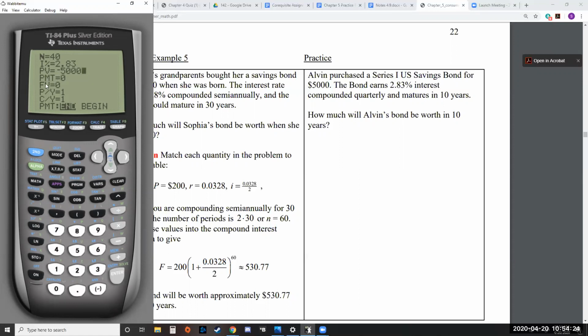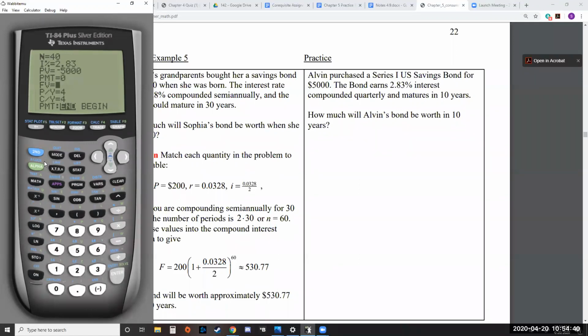So we're going to enter a negative 5,000 for our present value. There are no payments, so that's 0. We're solving for future value, so we'll leave that alone for now. And then last thing, we're compounded quarterly, so I'm going to set both of these to 4, P over Y and C over Y, 4 times a year.